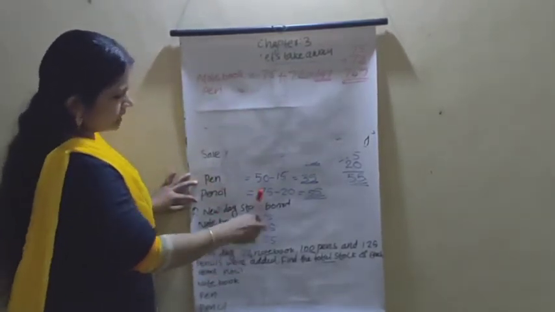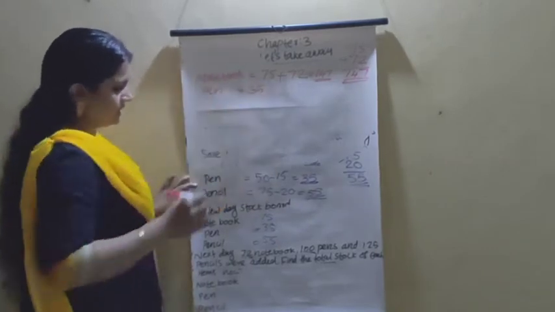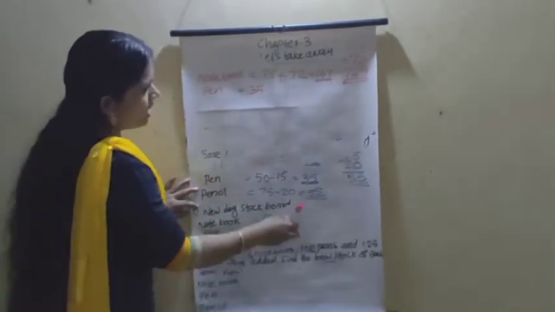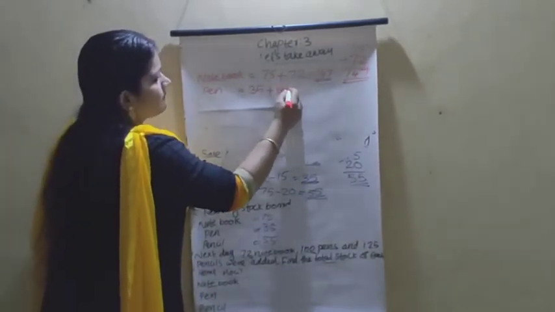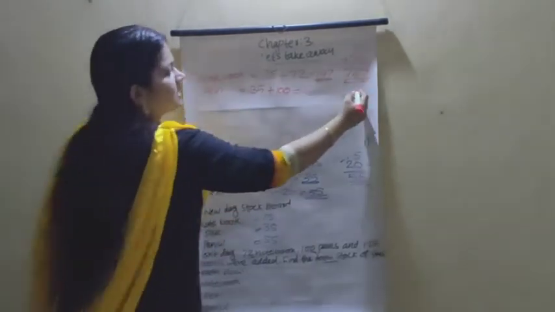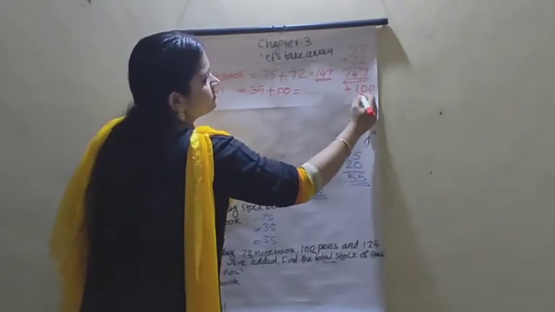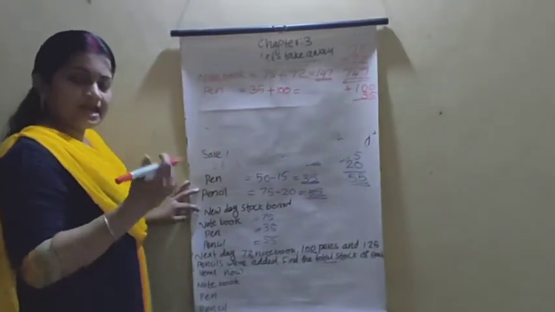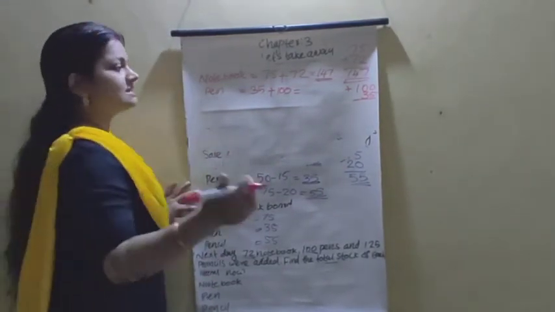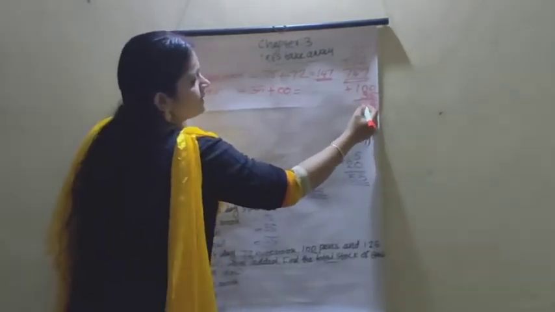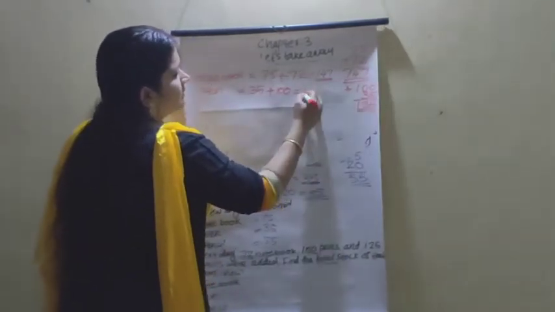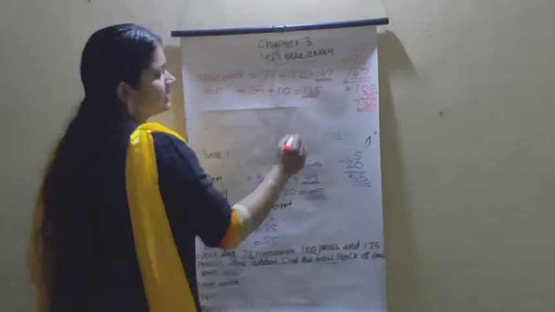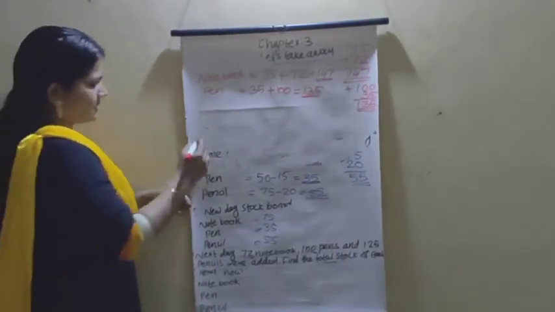Okay, then how many pens are there? At the beginning of that day, 35. How many more added? 100. 35 plus 100, what is the answer? 100 plus 35. 5 plus 0. Any number plus 0, what is the answer? The same number. 5. 3 plus 0, 3. 1. Then what is the answer? 135.